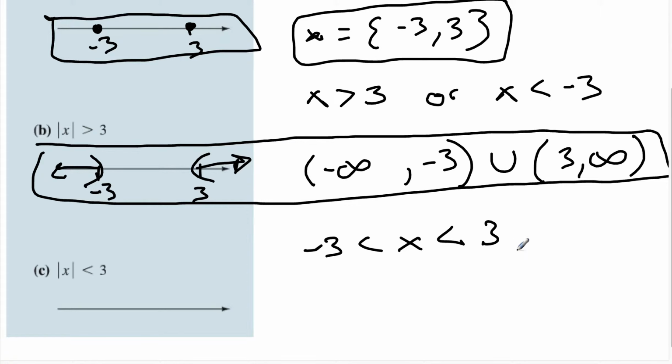Okay, so x is between negative 3 and 3, so we're still dealing with negative 3 and 3. And we're going from here to here, and this. And then interval notation is going to be negative 3 to 3 with parentheses.